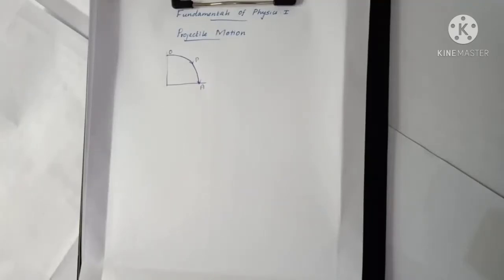Welcome to the course Fundamentals of Physics 1, and in this video we are going to learn projectile motion. First, what is a projectile? When an object is thrown in the air with some initial velocity and then allowed to move under the action of gravity alone, the object is known as a projectile.